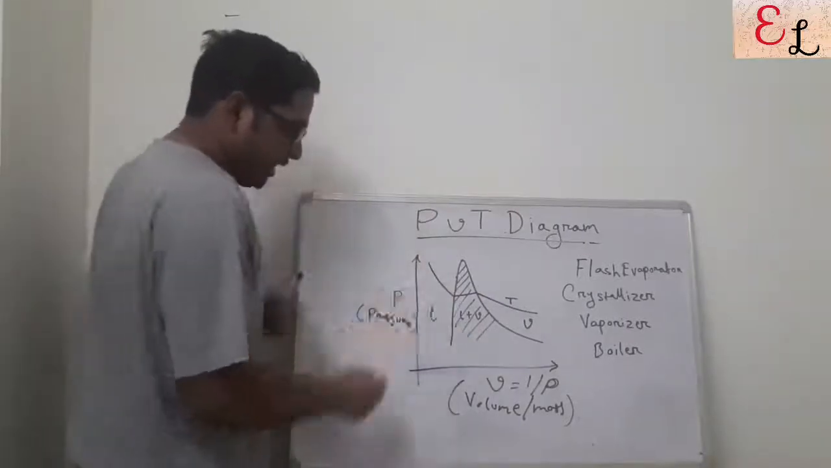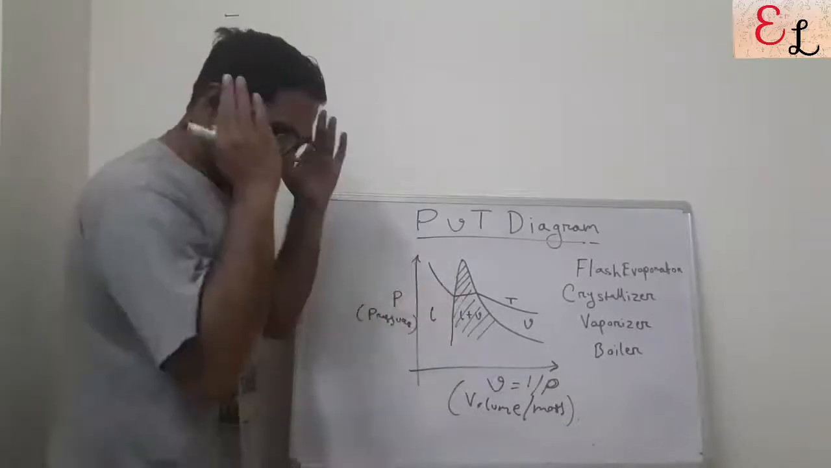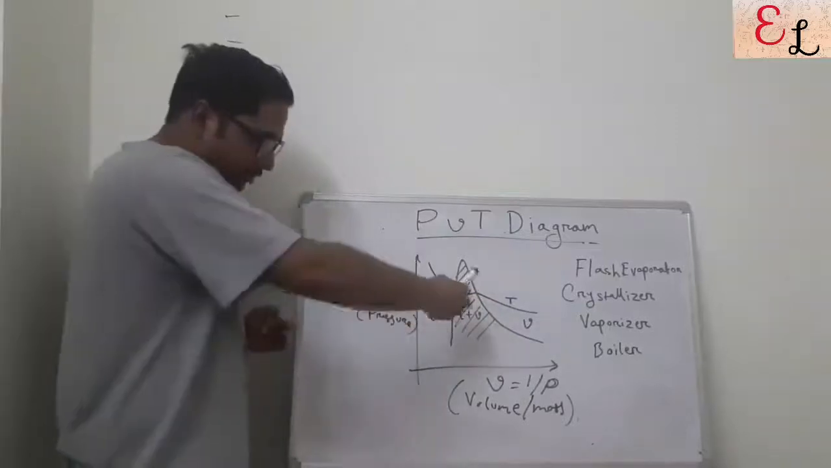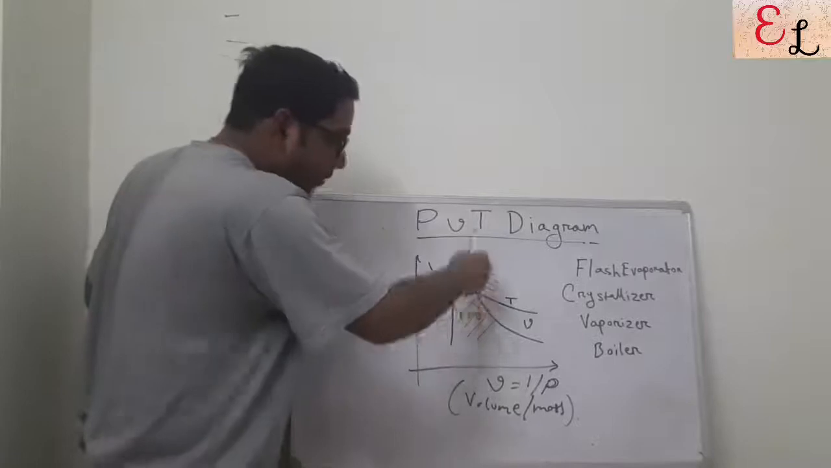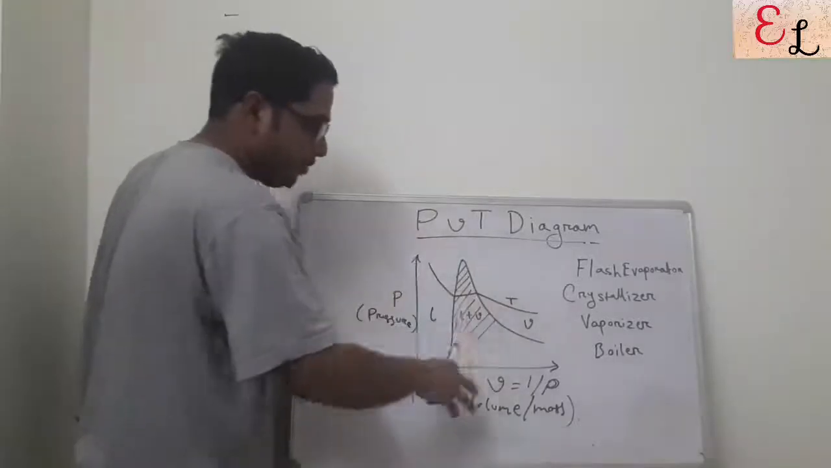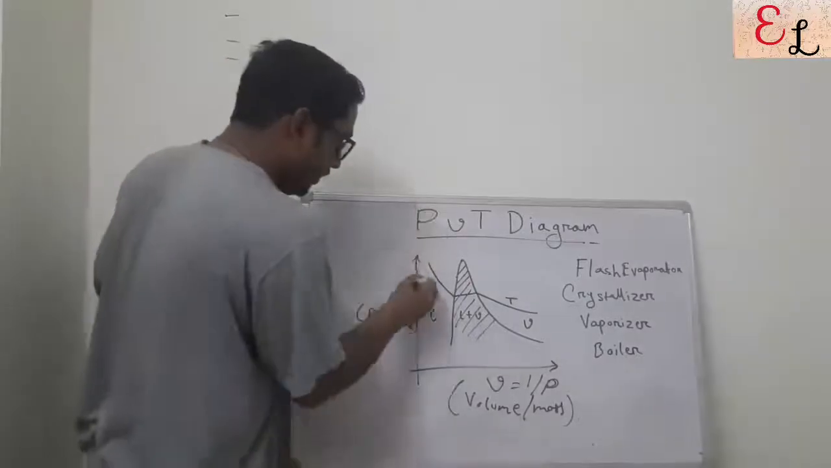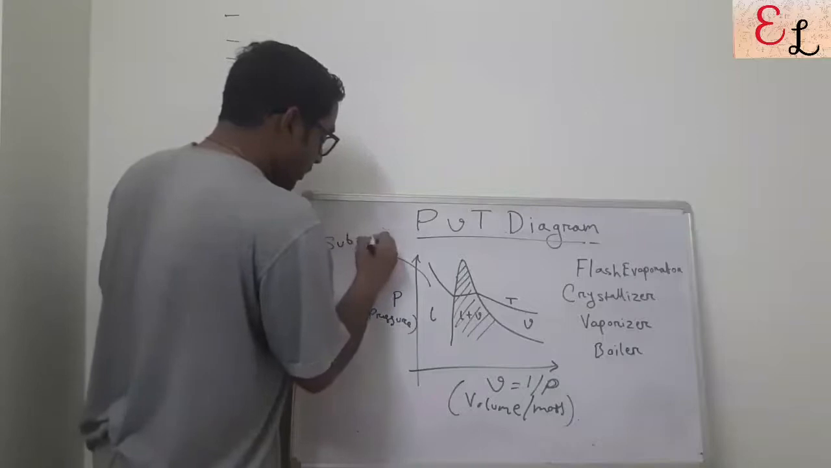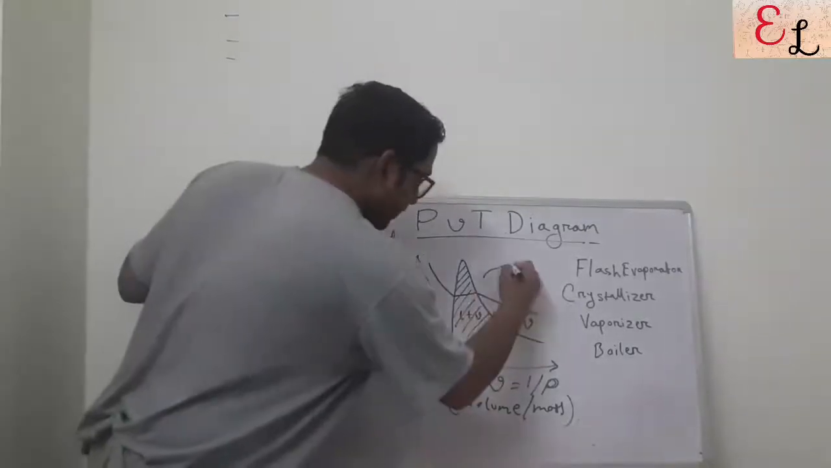To visualize it, just remember this diagram: anything on this side of the diagram is the liquid state. This is the combined phase state, that is liquid plus vapor, and this is my superheated vapor portion. So this is saturated liquid, this is subcooled liquid state, and this is the superheated vapor state.